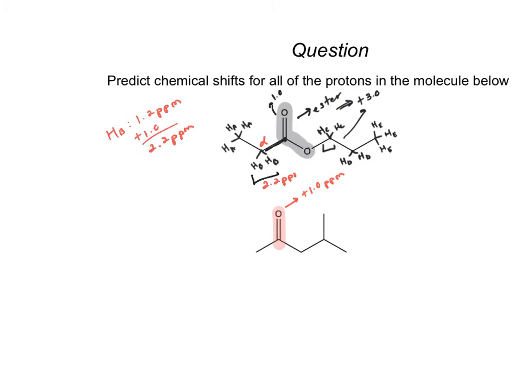We'll move up to the beta position to this carbonyl. So HA, again, normally 0.9. But now they're beta to a carbonyl, so we're going to add in 1/5 of 1. That gives us 1.1.